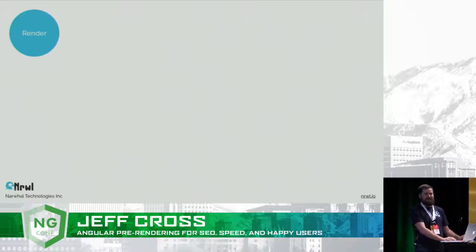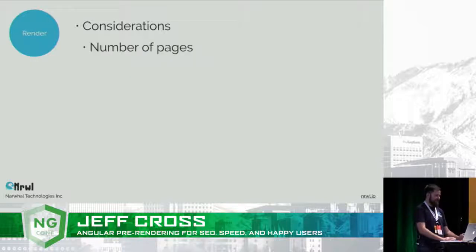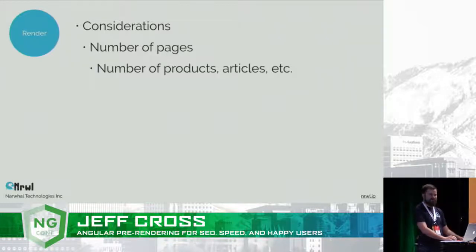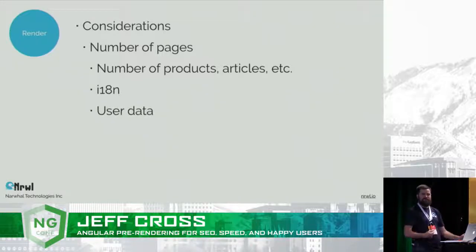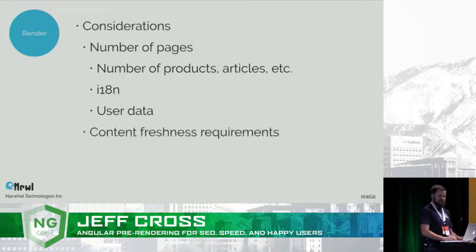So when thinking about how to incorporate it into your own process, here are the considerations you'll want to keep in mind. The number of pages: how much content do I have to pre-render, and how long is that going to take? How many products or articles do I have? Do I want to pre-render every localization of my content? And do I need to have specific user data in what's pre-rendered, or can I defer that to after the page has been bootstrapped in the browser?